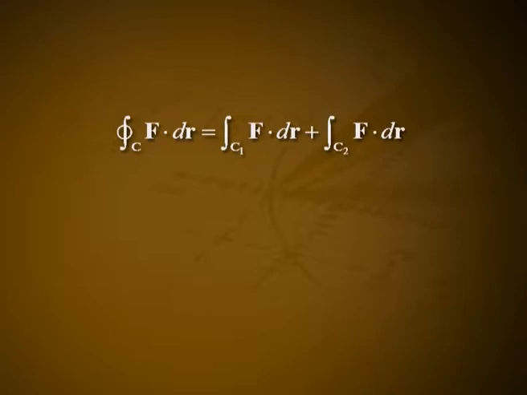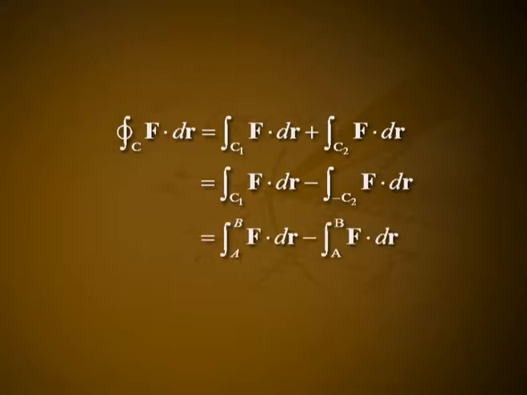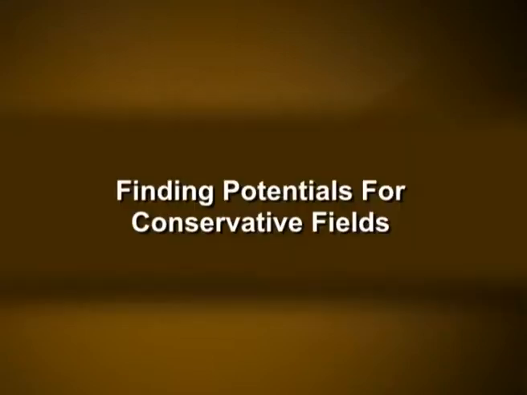Then we have the circulation of F dot dr is equal to integral over C1 F dot dr plus integral over C2 F dot dr, which is equal to integral over C1 F dot dr minus integral over minus C2 F dot dr, which is equal to integral over A to B F dot dr minus integral over A to B F dot dr, which is equal to 0.